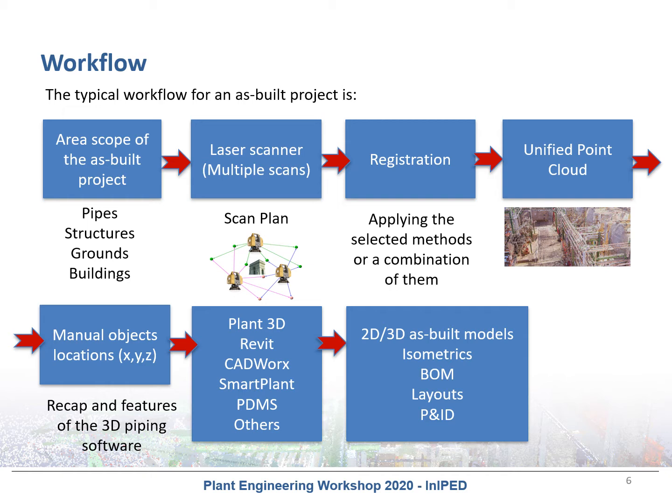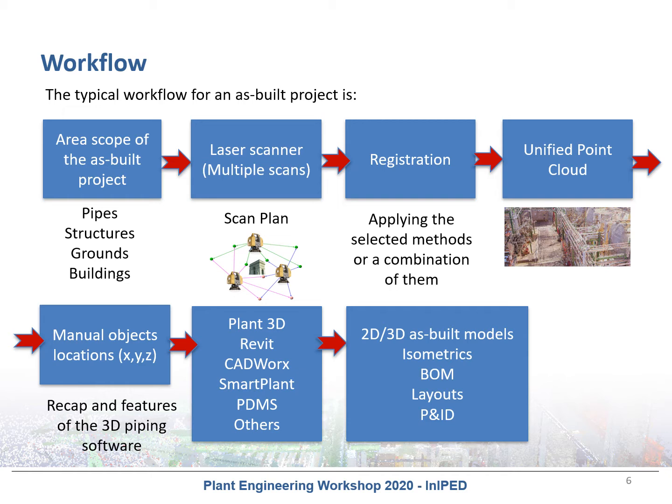Once the three mentioned items are decided, you need to log into your 3D piping software, like Plant 3D, Revit, CADWorx, SmartPlant, PDMS, or others, and attach into the file the unified point cloud as an external reference. The result is that you have the cloud as a reference.